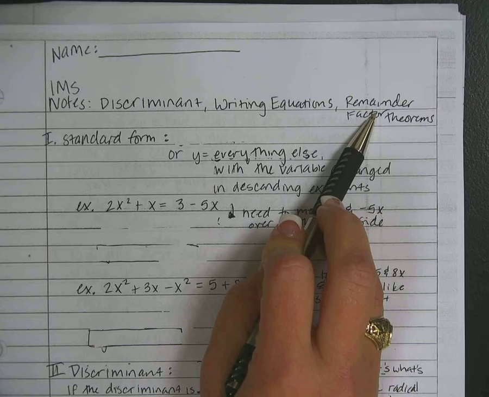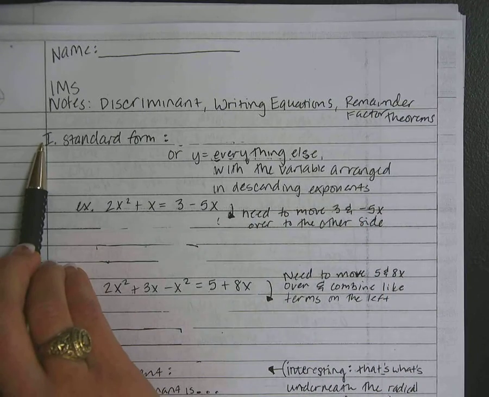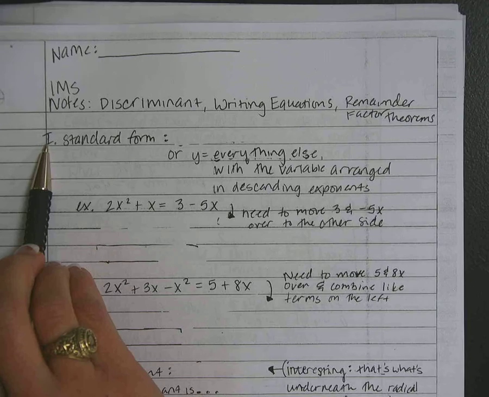Today we're going to learn about the discriminant, how to write equations from roots, and the remainder and factor theorems. First of all, and this is going to compare your homework, Roman numeral 1 goes with Roman numeral 1 on your homework.